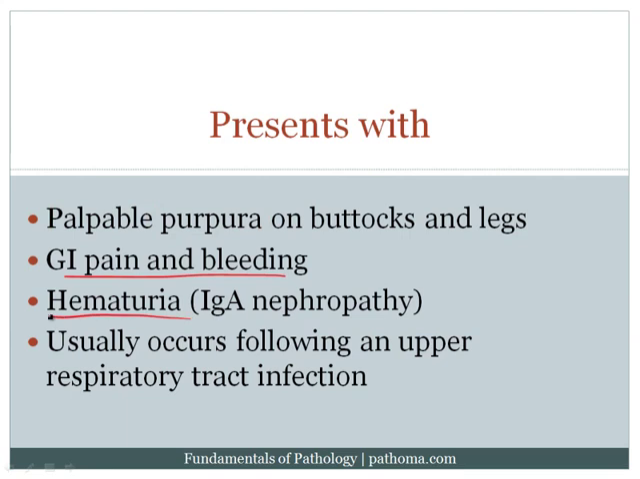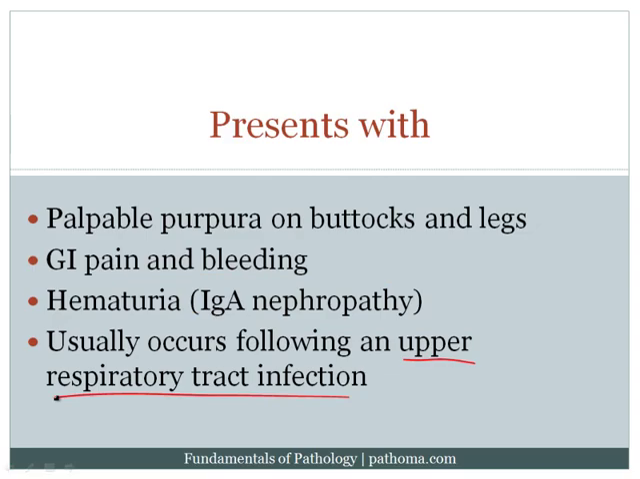The involvement of the kidney is very high yield. It basically is due to something called IgA nephropathy, which is a disorder in which you get deposition of IgA within the mesangium, which then results in glomerular bleeding. And so this is a very high yield association, and that is that in HSP, the patients basically develop IgA nephropathy. Now, the interesting thing about this disorder is that it usually occurs following an upper respiratory tract infection.